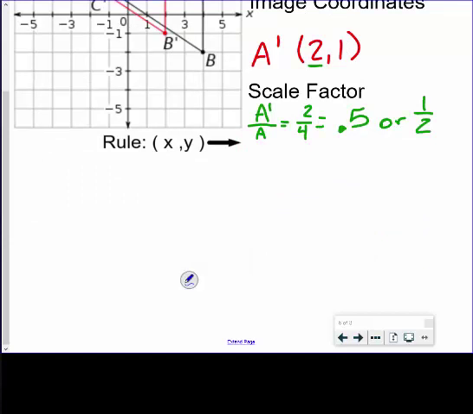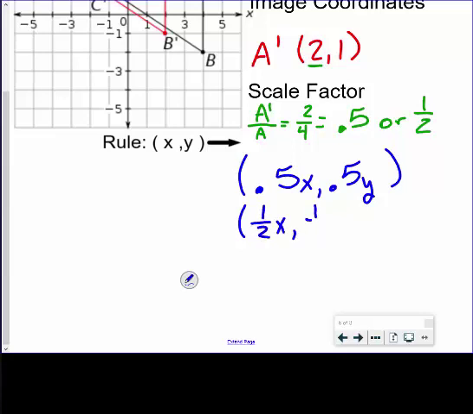So then, what's one way I can write the rule? Okay, what's another way I can write the rule? That's fine. Last one. Alright, last one.